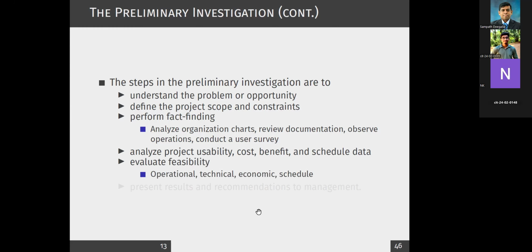Then evaluate the feasibility. I told you that you have to focus on operational feasibility, technical feasibility, economic feasibility, and schedule feasibility. And then you present this to the management, right? So that is what we call the preliminary investigation. As a business analyst, you go through all these steps and finally you make a report and present it to the management.